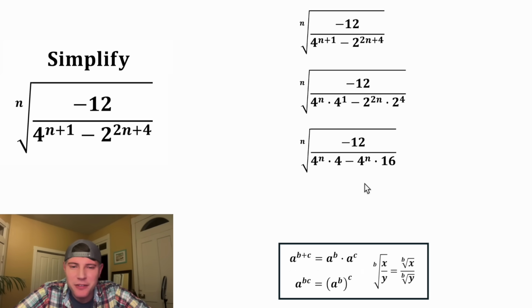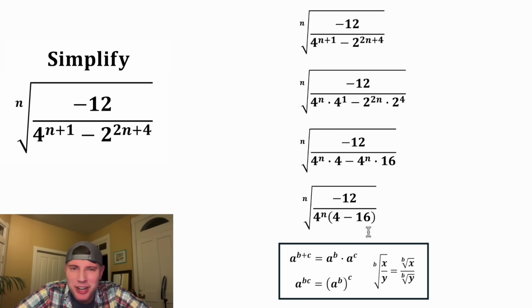And now we can smush everything together, and each of these terms contains a 4 to the power of n. So let's copy this down here and factor out 4 to the power of n. For the first term, after you factor out a 4 to the n, we're left with 4. And then we're going to subtract from that 4 to the power of n taken out of this term, which leaves us with 16. Inside of the parentheses, 4 minus 16 is equal to negative 12. And then this negative 12 on top and this negative 12 on bottom can cancel each other out.